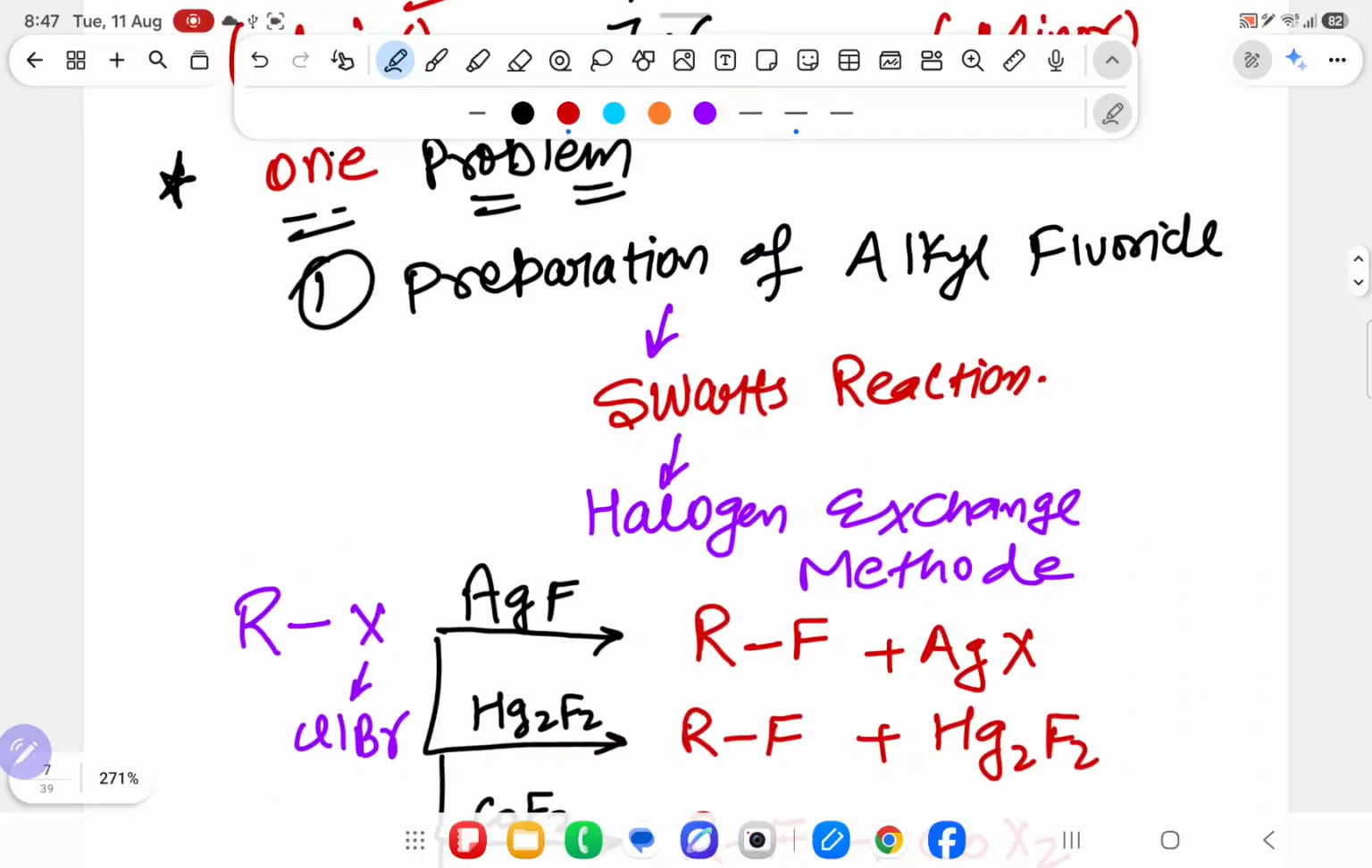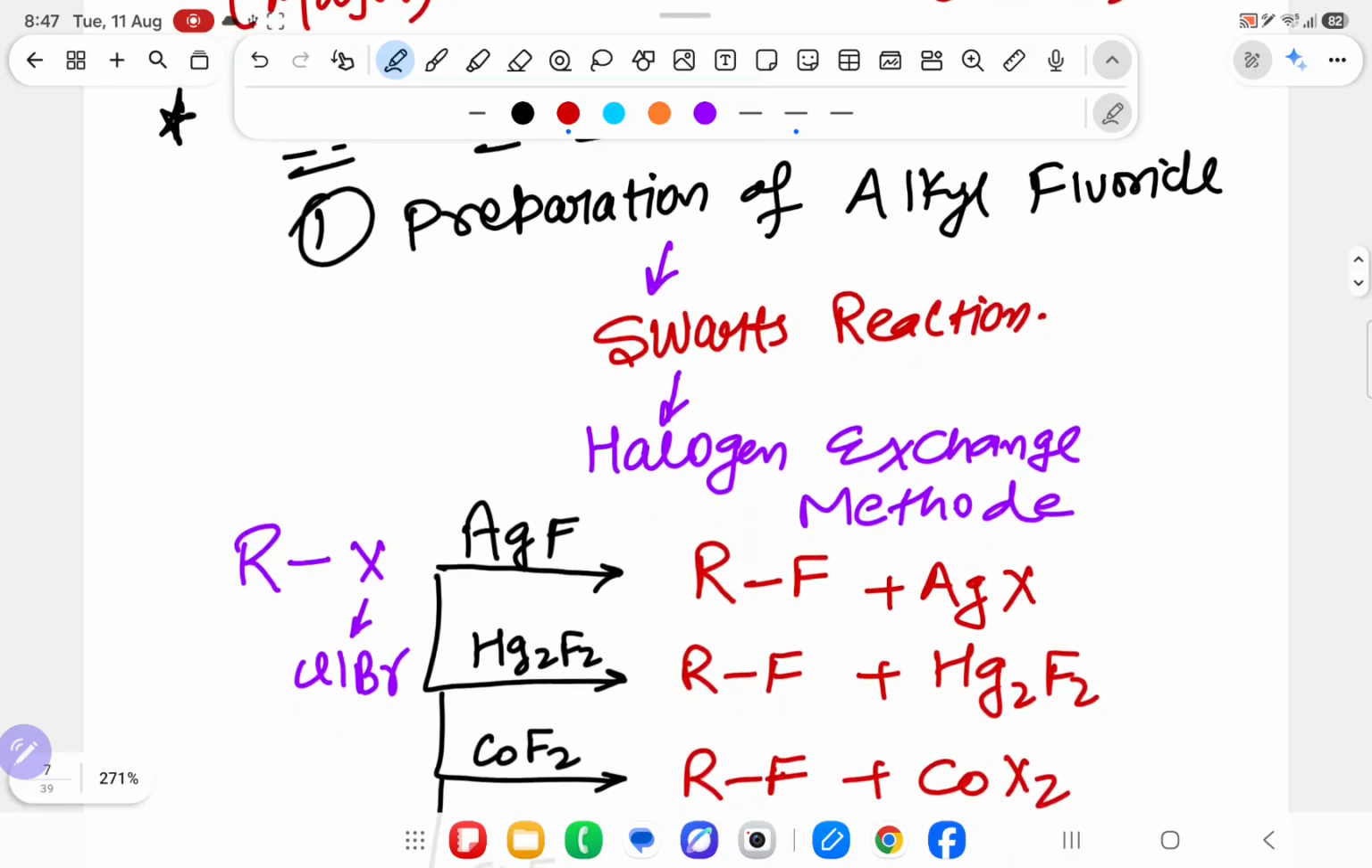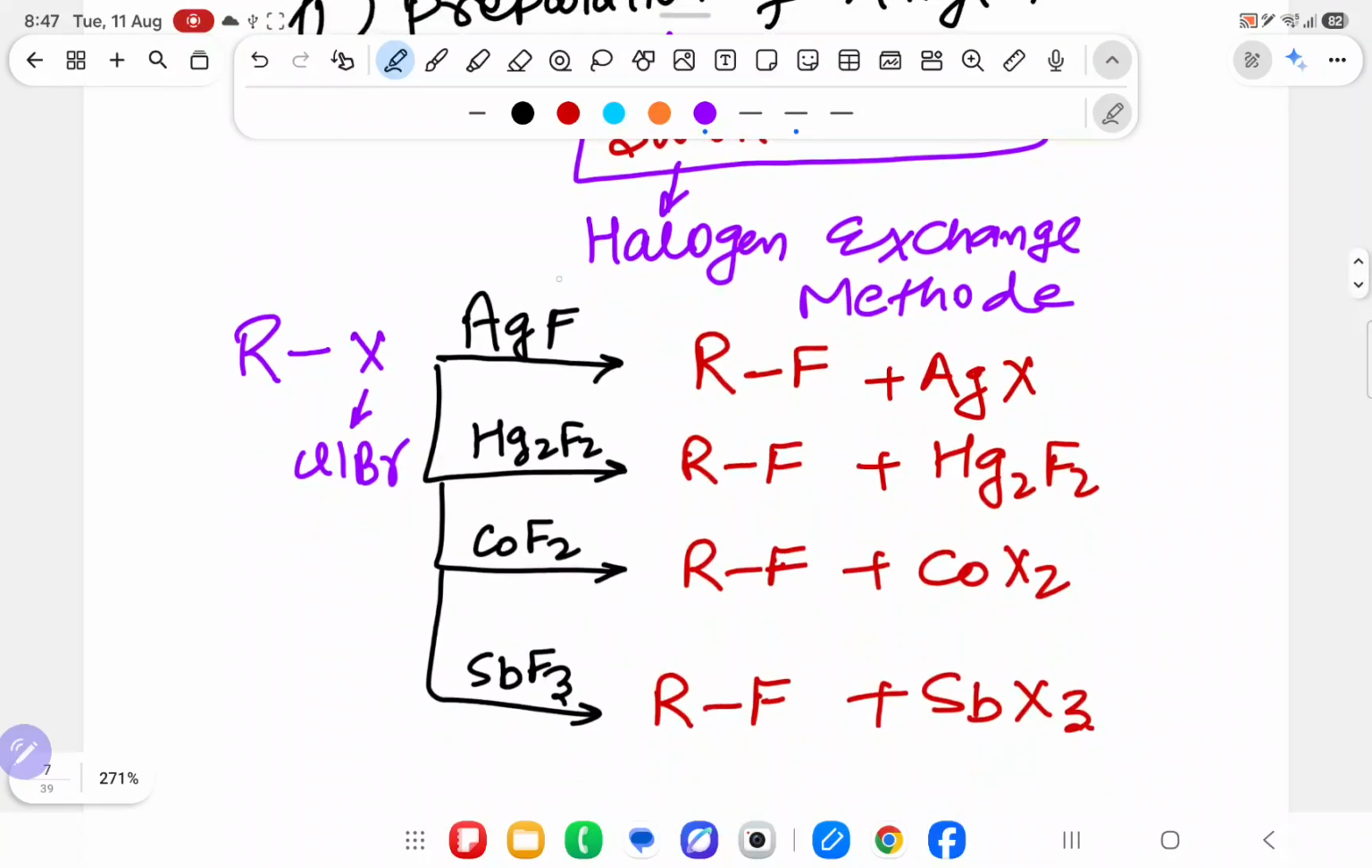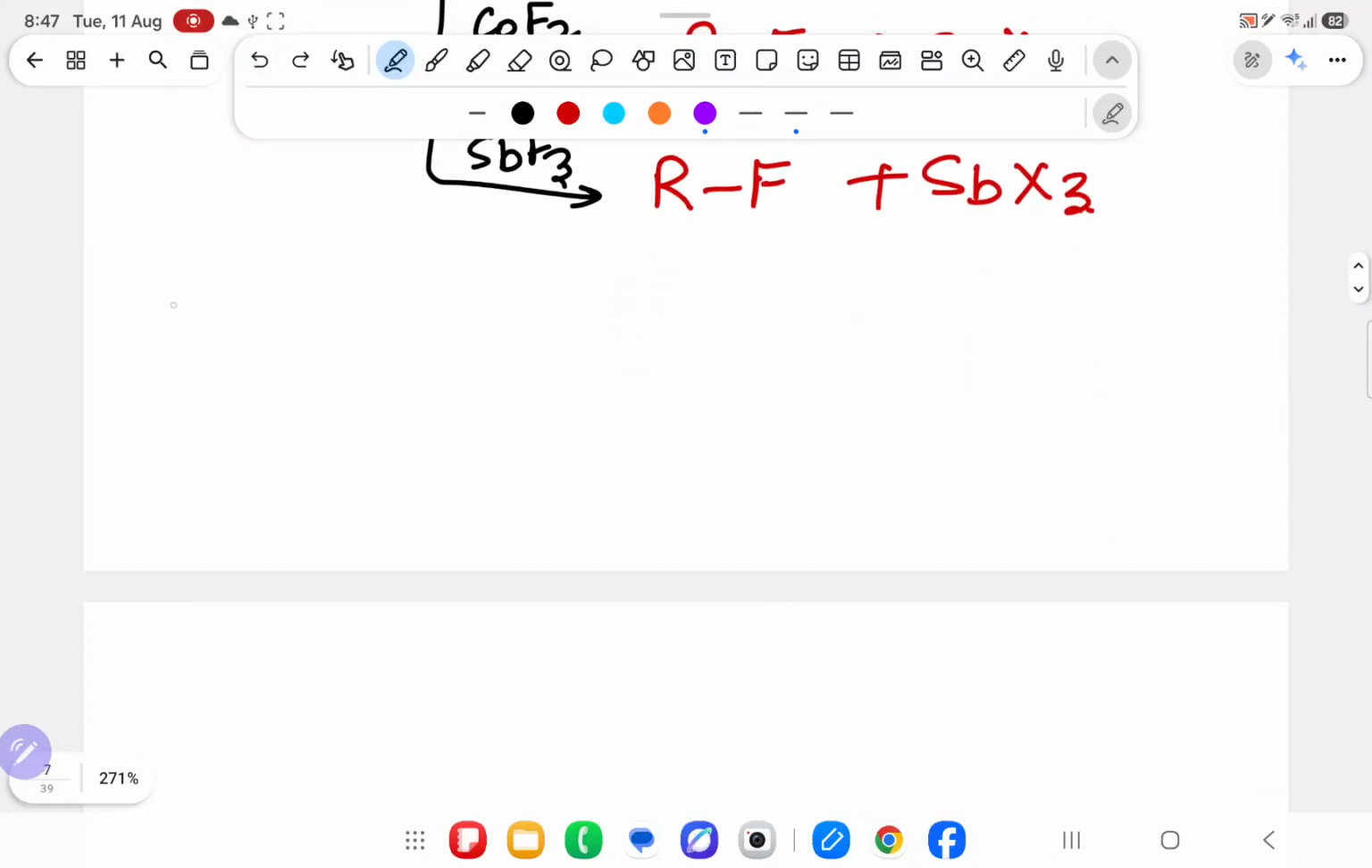This chapter is already very big, so I will add all this over here. Now the preparation of alkyl fluoride is the problem. Who has sorted out that problem? Schwarz sir. And these things you have to learn as it is. Why? Because there is a NEET question.